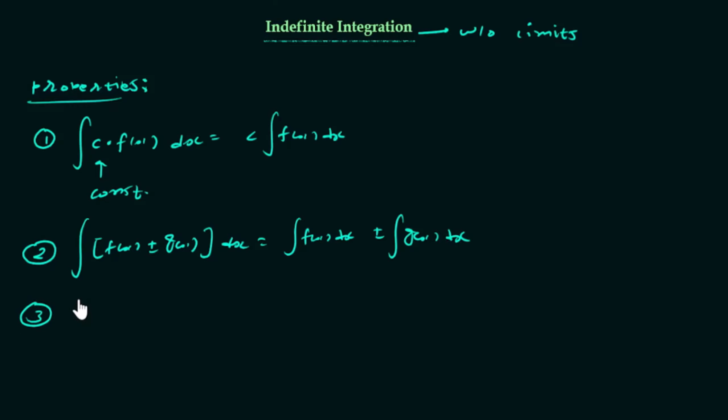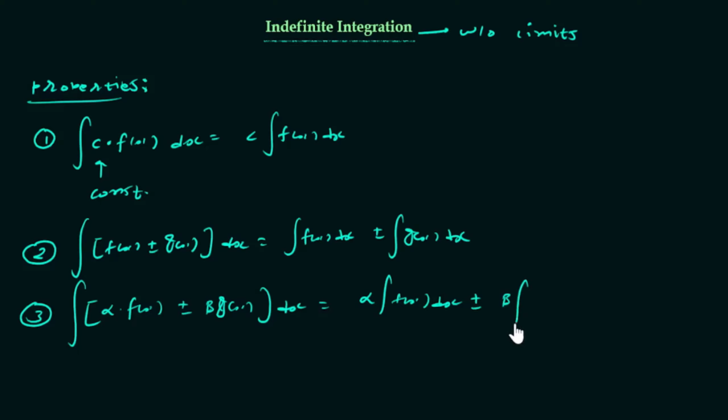Okay, the third property: here you will get integration of alpha f of x plus or minus beta g of x dx. Alpha and beta are constants, so you will get basically alpha integration f of x dx plus or minus beta integration g of x dx.